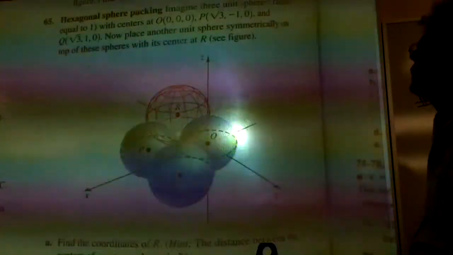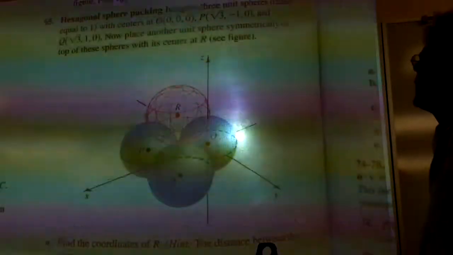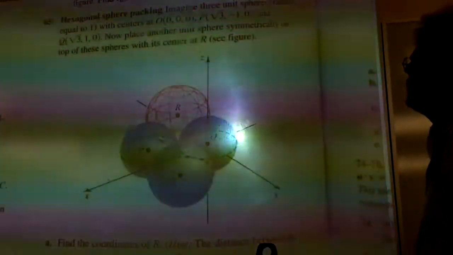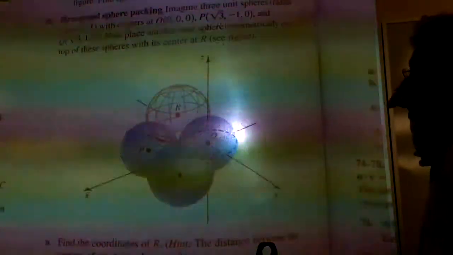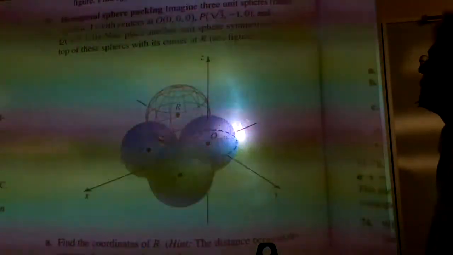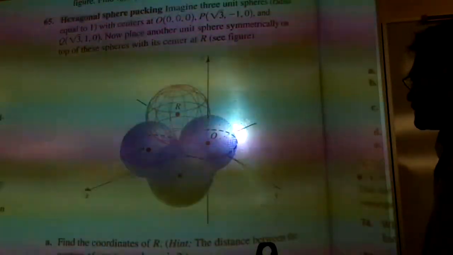Imagine 3 unit spheres, radius equal to 1, with centers located there, there, and there. Now place another unit sphere, like I have in red, symmetrically on top of these spheres, with a center located at R. Can you find the coordinates of R?